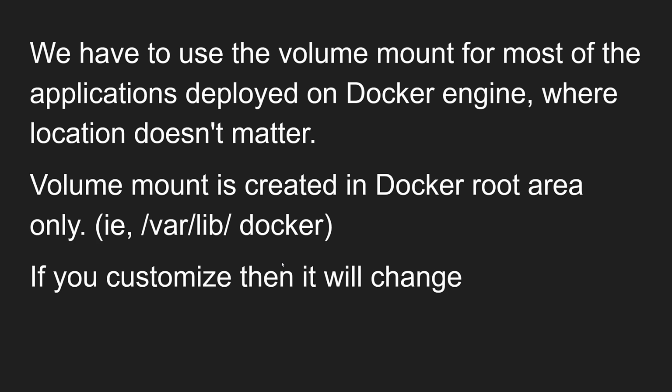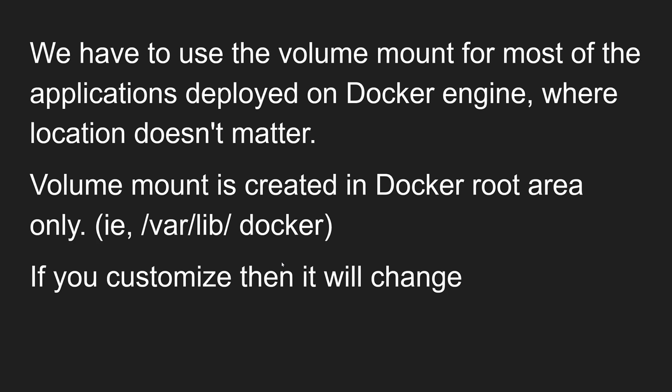then it's better to use the volume mount only. The volume mount is created in the Docker root area. I already explained what this Docker root area is, and that is nothing but /var/lib/docker. This is the place where the volume mount data storage will be stored. If you customize that, it will change. This is the default one when you install the Docker engine, and if you don't want this location you can customize it, and then the Docker root area will become the customized path. That is the place where the volume mount data will be stored.